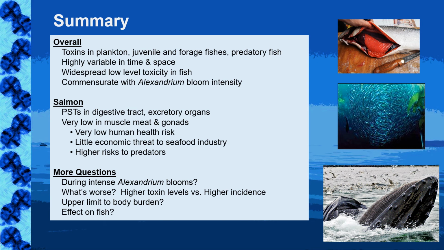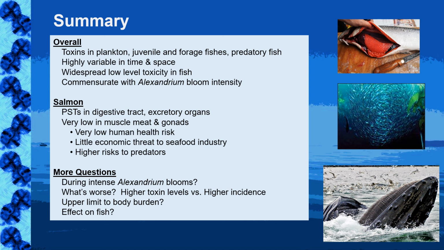For the salmon, the paralytic shellfish toxins were primarily found in the digestive tract and excretory organs. They were very low in muscle meat and gonads. So what this means is that there's a low level of human risk. Most people are discarding the digestive tract and excretory organs and only keeping the muscle. So this also means that there's little economic threat to the seafood industry. However, this could represent a higher risk to predators that are consuming salmon whole, as they may be ingesting the toxins that are in those organs.